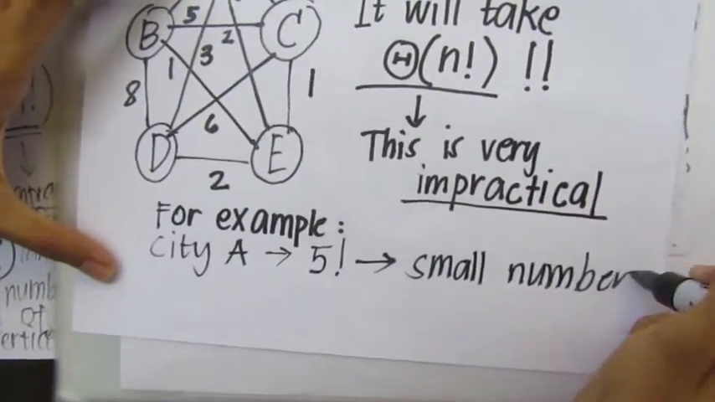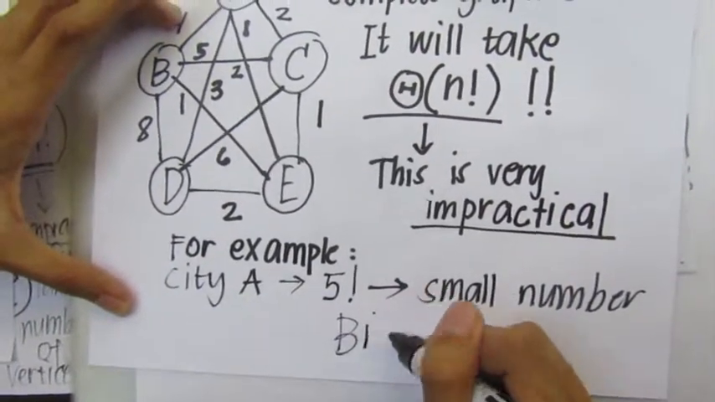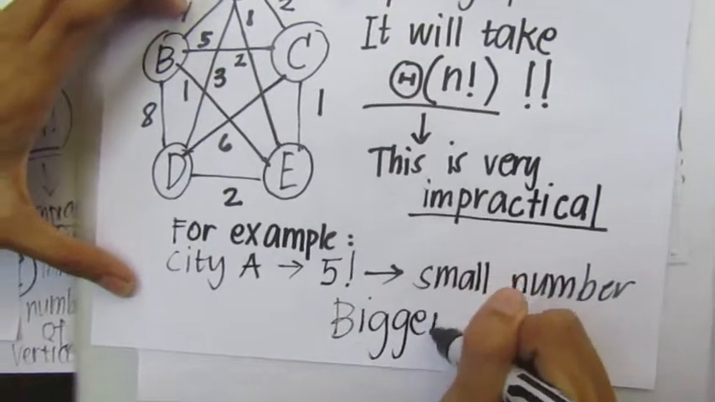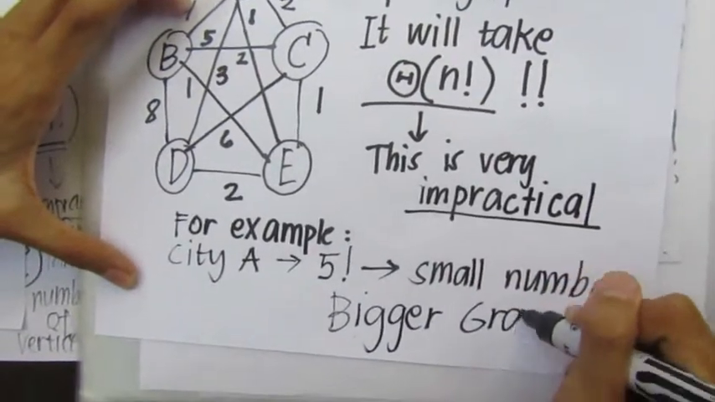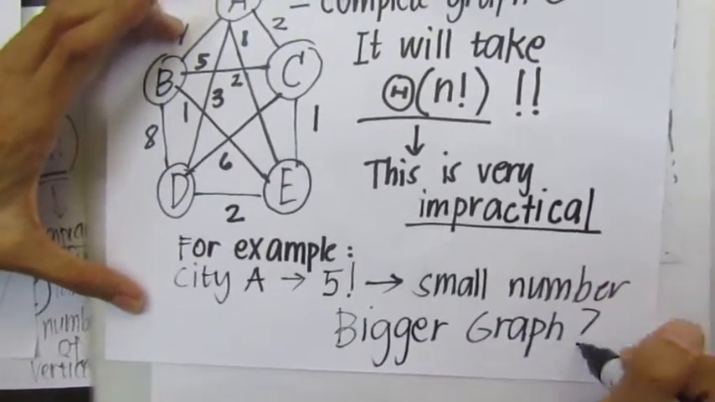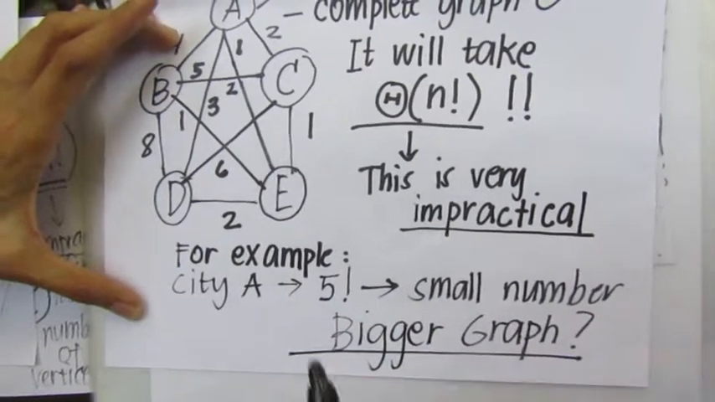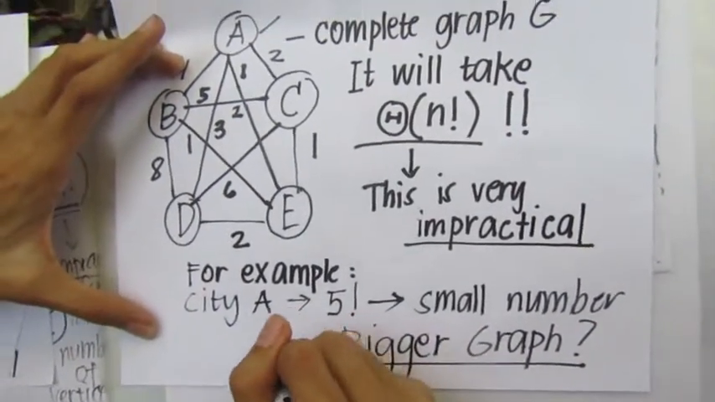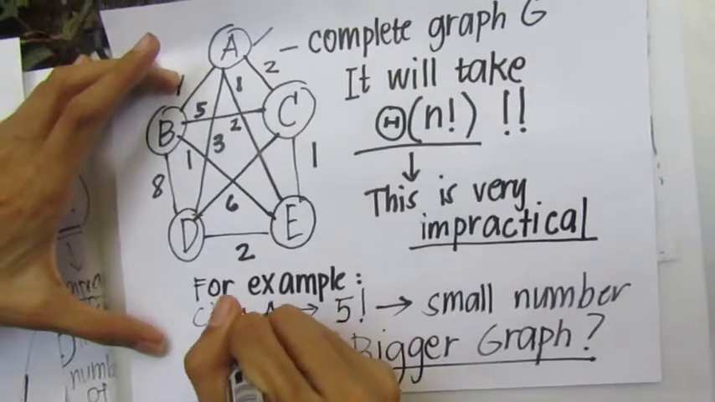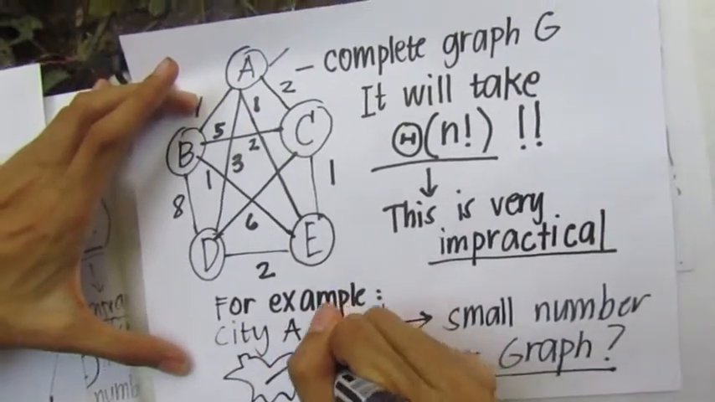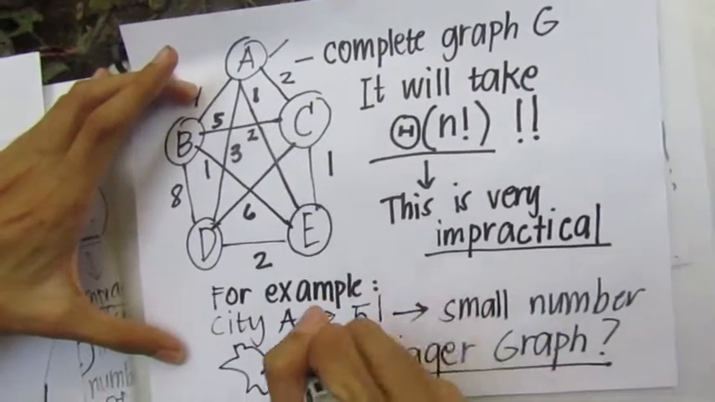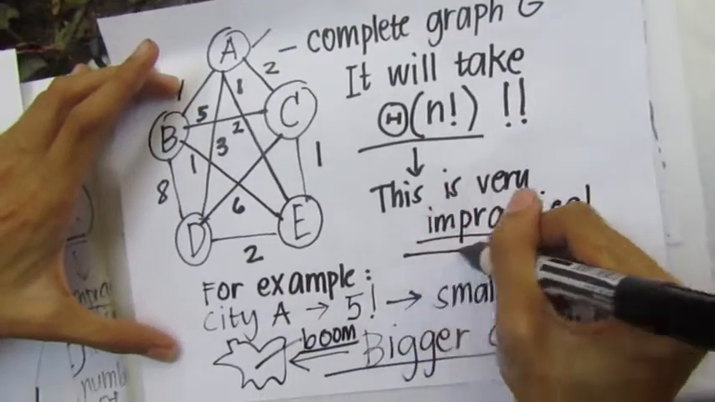This will be optimal for smaller graphs, but what if we have a bigger graph? Let's say we have a graph with 20 vertices. This will not be optimal, and this will take a series of steps which are quite large. So it will be very, as we can say, impractical.